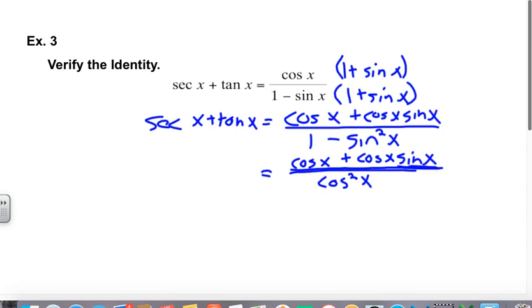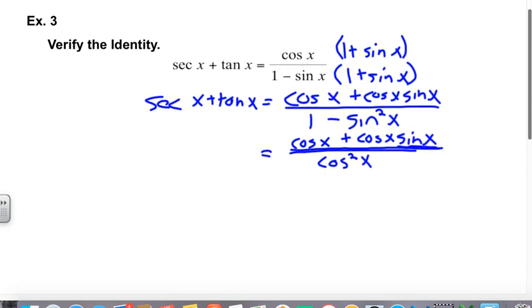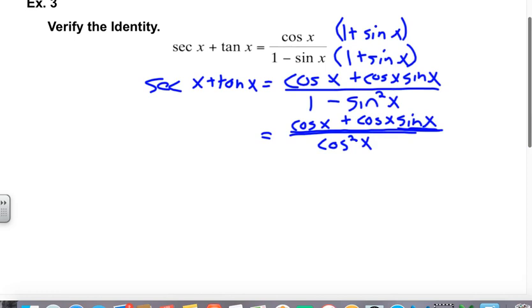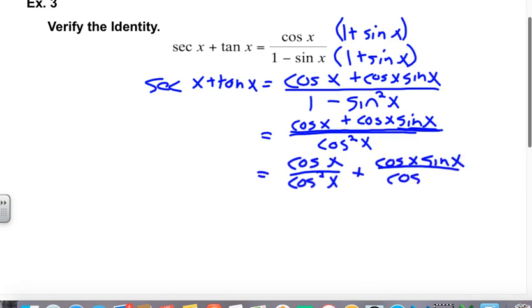All right. So now at this point, what I can do is split up the fraction and do cosine over cosine squared and cosine x sine x over cosine squared. So I'm going to put the cosine of x over cosine squared of x, and I've got cosine of x sine of x over cosine squared of x. So this is essentially splitting the fraction up. Normally, we would add the fractions together with a common denominator.